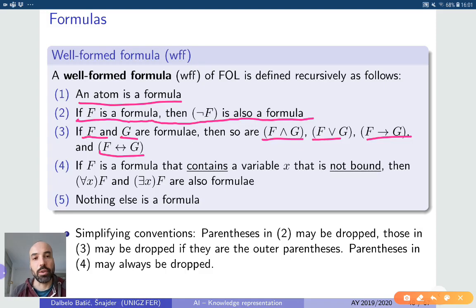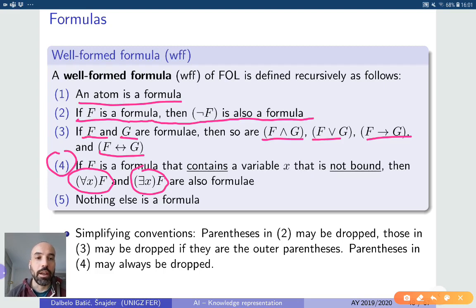Now, the first three rules are the same as what we had with propositional logic. But rule number 4 is different as it deals with quantifiers. If f is a formula that contains a variable x that is not bound, then I can build formulas for all x, f, and exists x, f, and both of these will be WFFs as well. And nothing else is a formula.